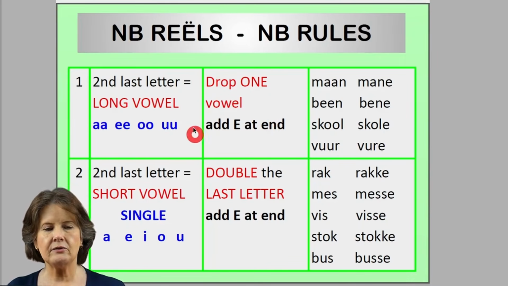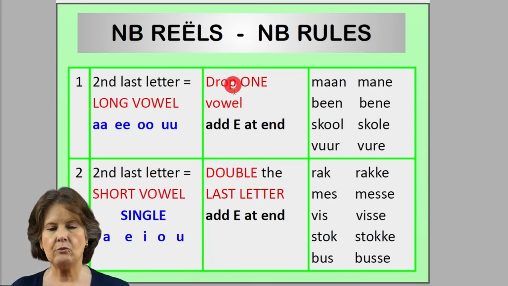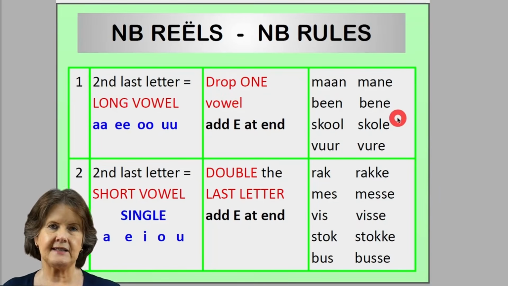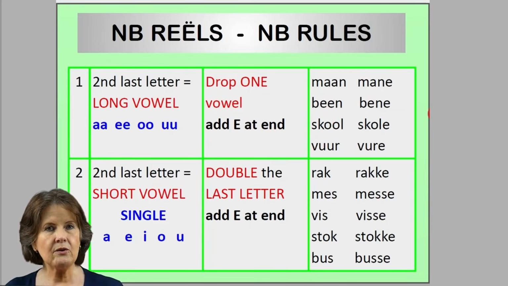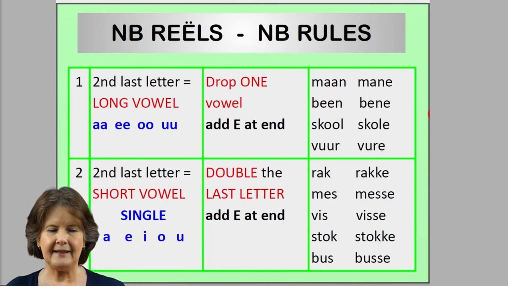So you will see the rule is in the second column, then what you need to do, and an example. So with all of these, you can see the long A, the E, the O, the U. You take one away and you add an E.